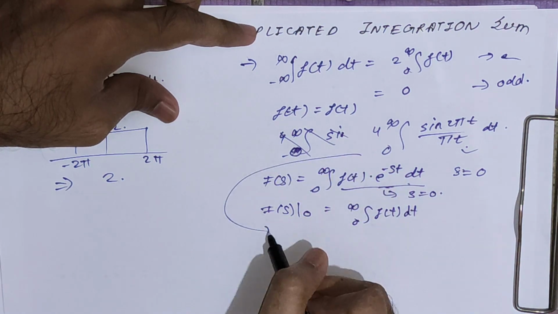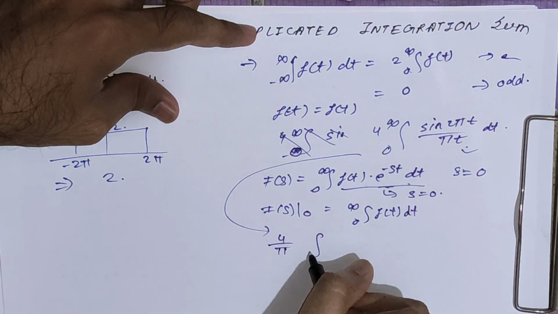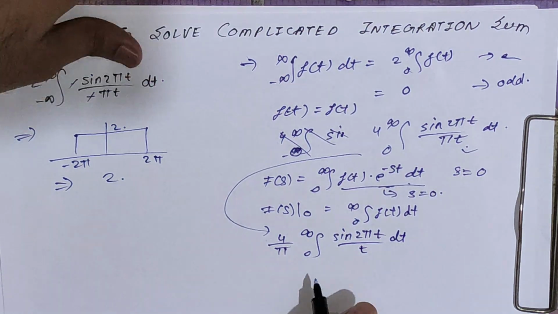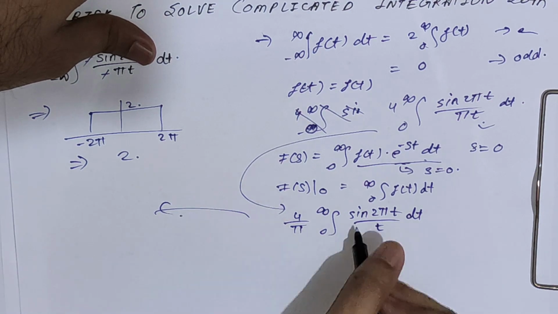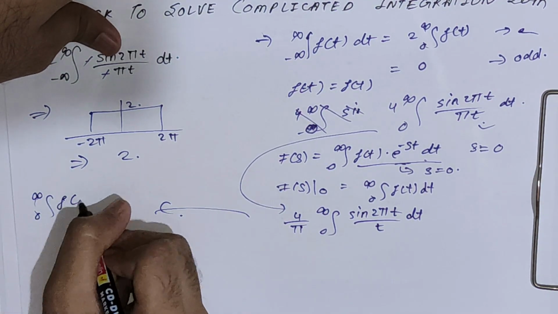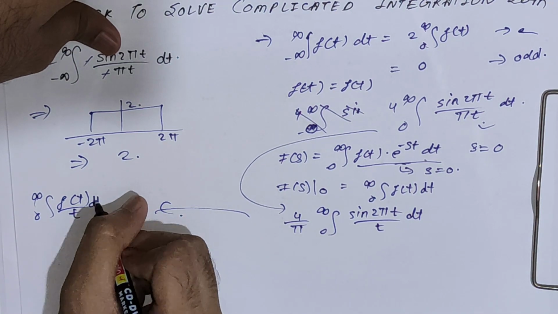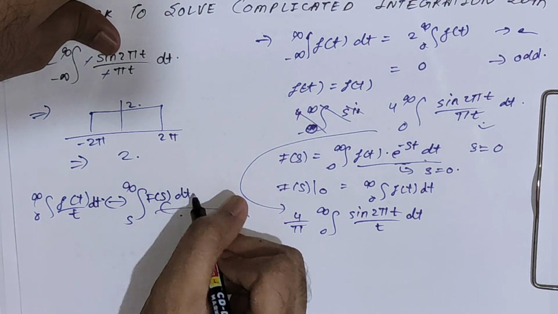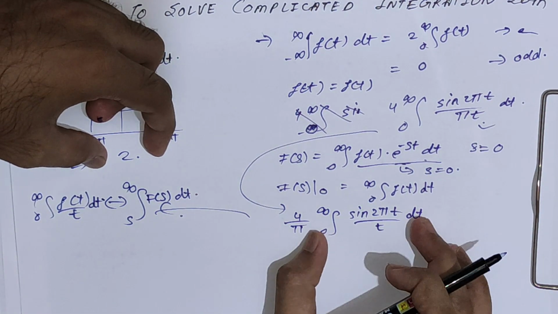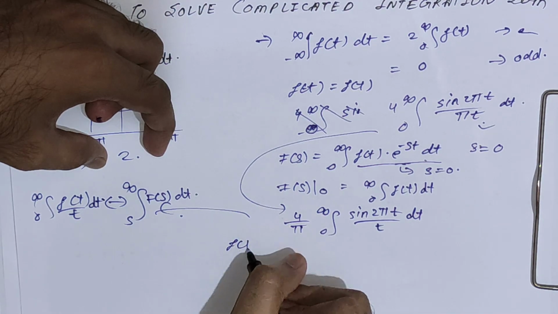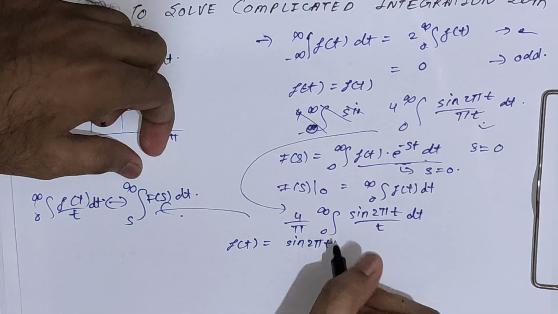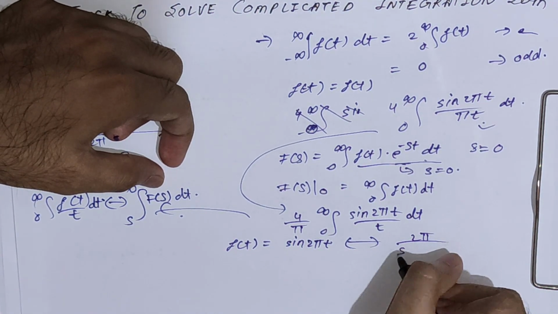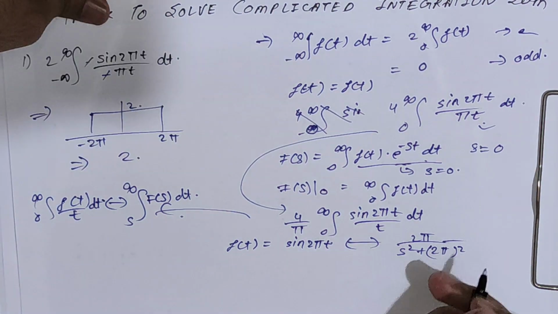So now we can write this equation as 4 by pi times the integral from 0 to infinity of sine of 2 pi t upon t. Now one more formula we know for Laplace transform is, for the integral from 0 to infinity of f of t by t dt, the Laplace transform is the integral from s to infinity of F of s ds. Okay, so here if you compare this property with this function you will get f of t as sine 2 pi t, and the Laplace transform of sine 2 pi t will be 2 pi upon s square plus 2 pi whole square, considering that you know the Laplace transform.